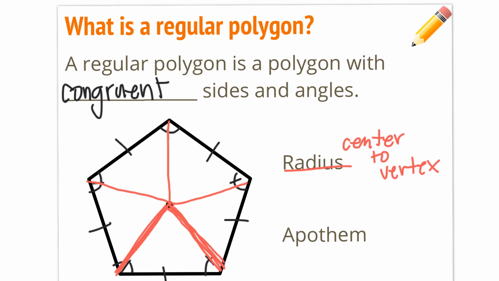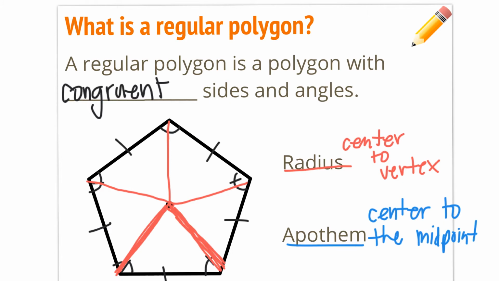The apothem is the distance to the center as well, but it's to a different center. It's from the center to the midpoint. Make sure you're writing this down. There is a pencil on the top right of the screen. And then this we're going to label as A.